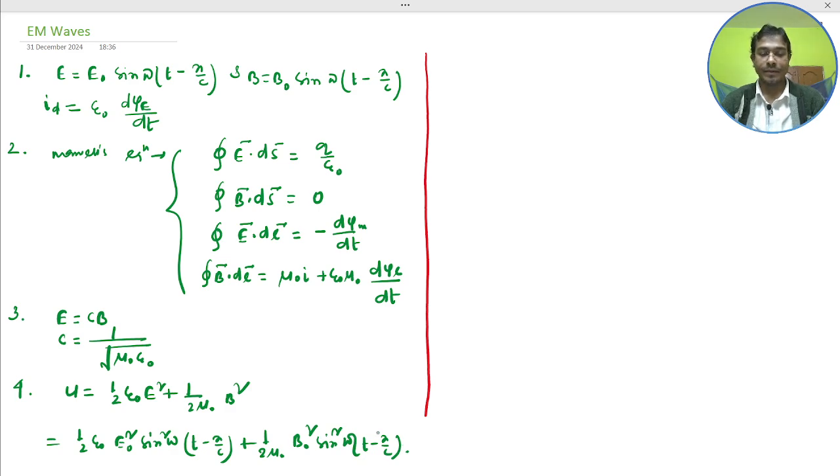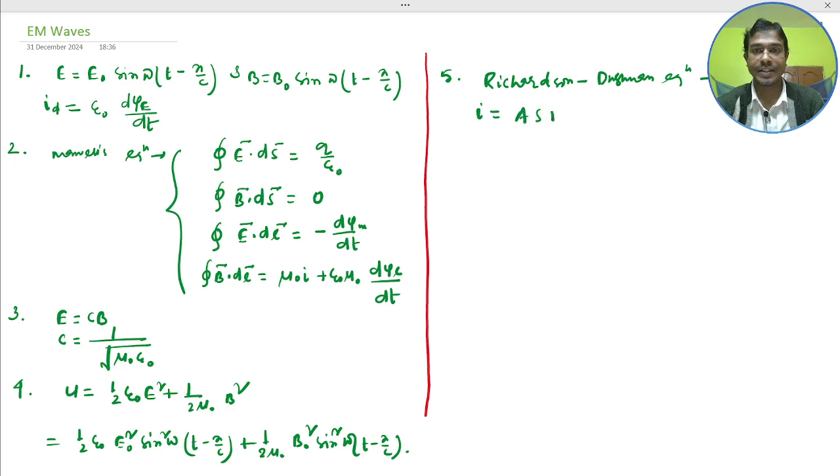Next one, the Richardson-Dushman equation. This is a new equation. It states that I equal to A S T square exponential minus phi by kT. Here S is the surface area, T is the absolute temperature, phi is the work function, k is the Boltzmann constant, and A is a constant that depends on the nature of the metal. This is a new equation.